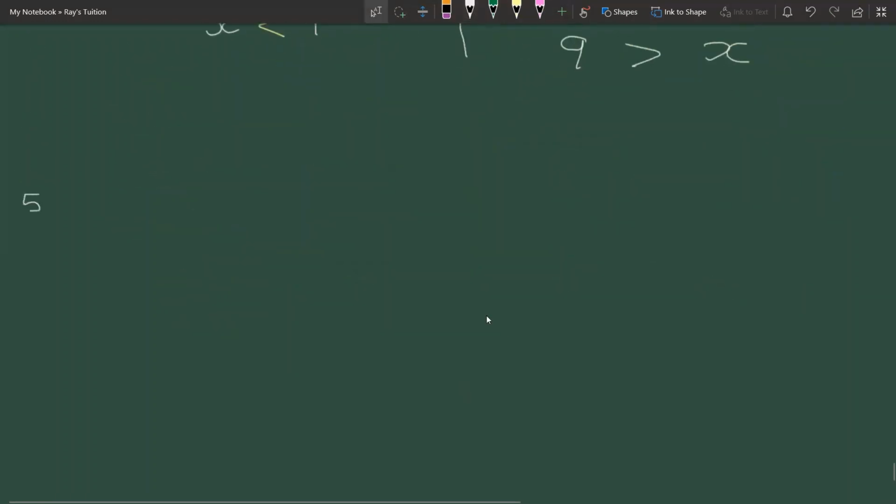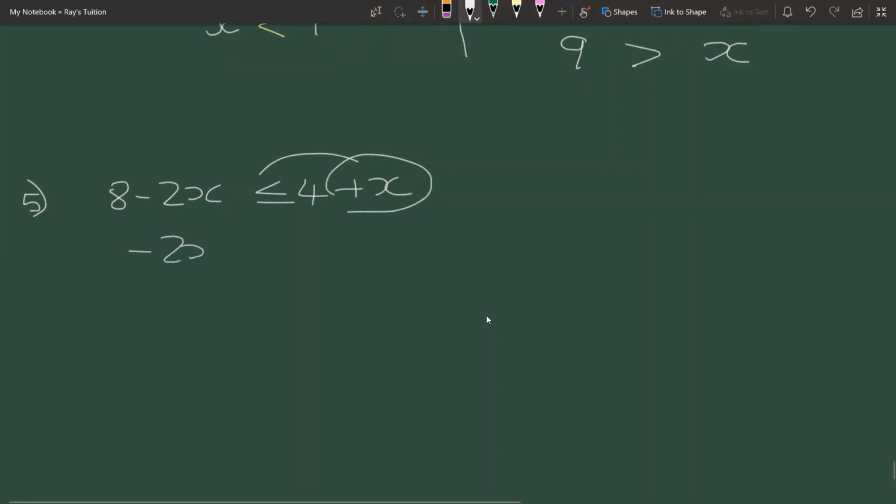Let us look at number 5. So we have 8 minus 2x is less than or equal to 4 plus x. I'm going to take this x over. So I have minus 2x minus x. And this 4, I'm leaving it, and I'm going to take the 8 over, and it becomes negative 8. So negative 2x minus x is negative 3x. And 4 minus 8 is negative 4.